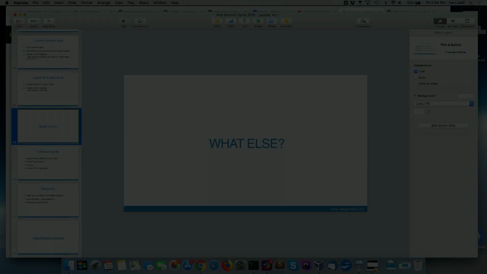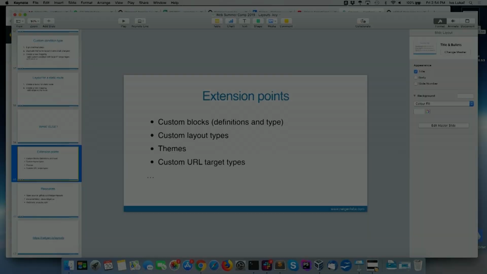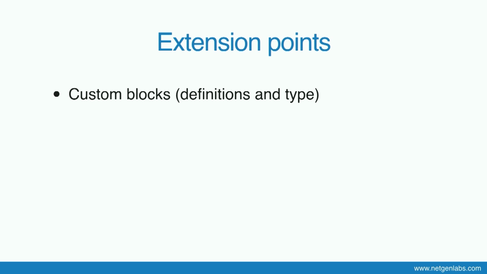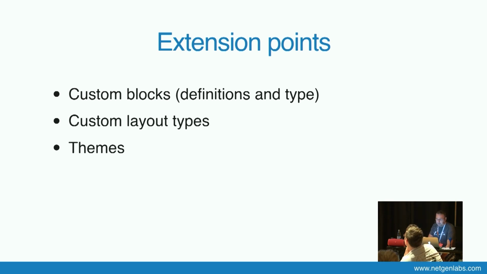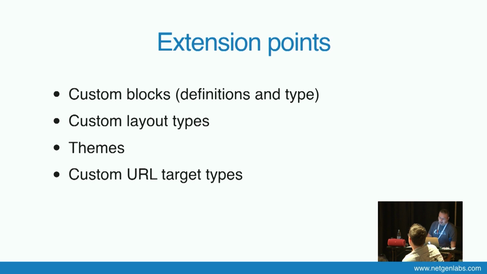What else can you do? You can do a lot of additional extension points. We covered some of them. So of course, you can do custom blocks, whatever you like. You can do custom layout types. What I also didn't show you when we were adding the block view is an even easier way to do this because we have themes. You can just create a theme and place blocks in defined folders, and they will be chosen. So you don't need YAML configuration for that. Custom URL target types and some more.